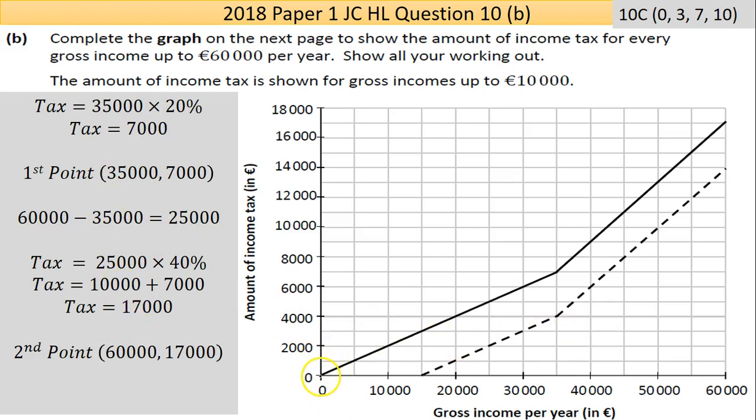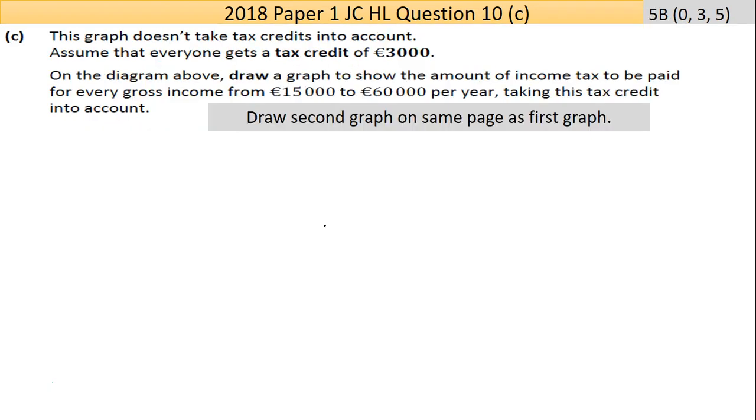You know that it's going to be 0, 0 because you earn zero money, you pay zero tax. At 35,000, you paid 7,000. So that's your first point. At 60,000, you paid 17,000. So I have my last point. So that's the first part there.